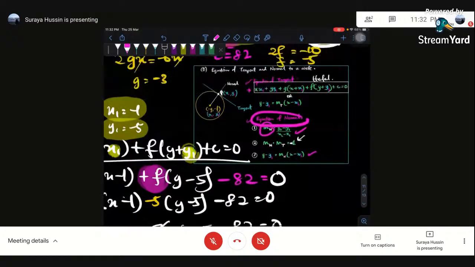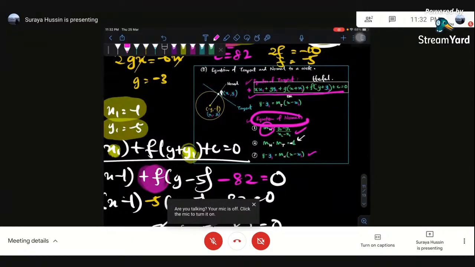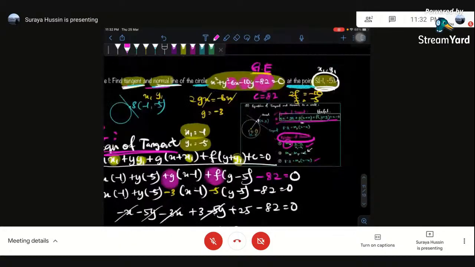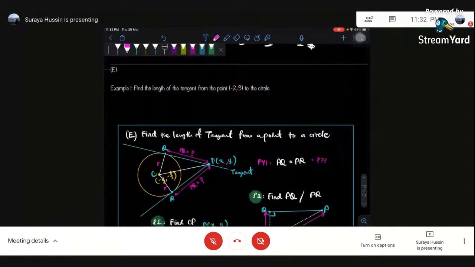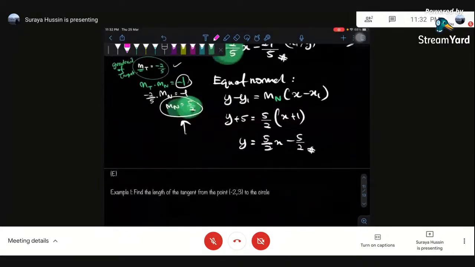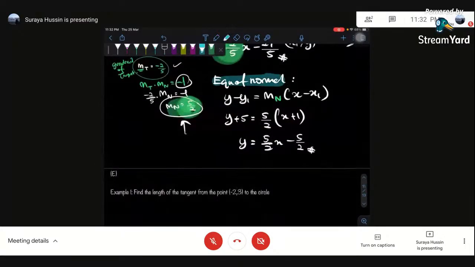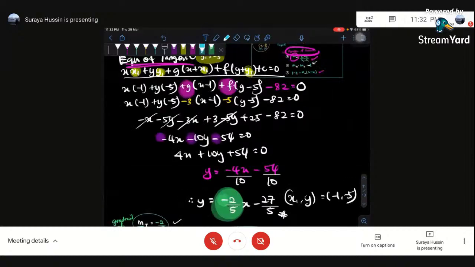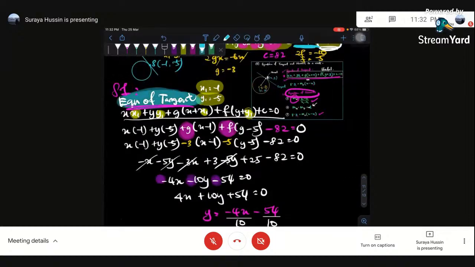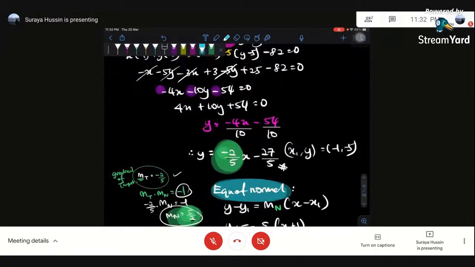So what I'm trying to do right now is saya buat guna formula yang panjang dulu. Saya cari equation of tangent dulu. Okay, so settle lah kita punya equation of normal. Settle lah juga equation of tangent kita. See dah habis. Actually tangent dan normal ni agak senang.